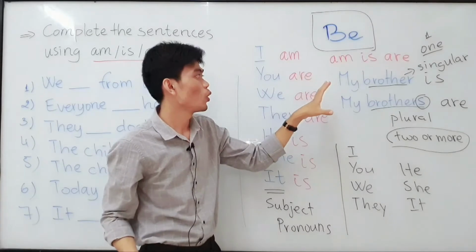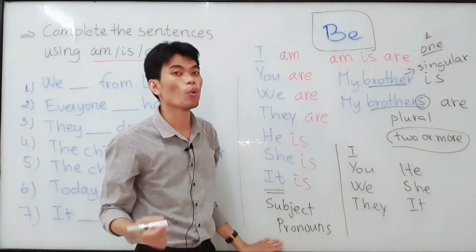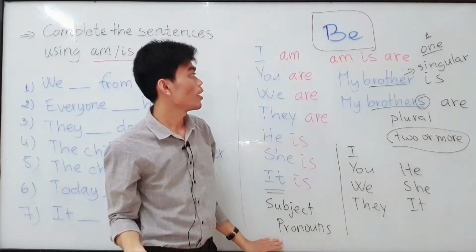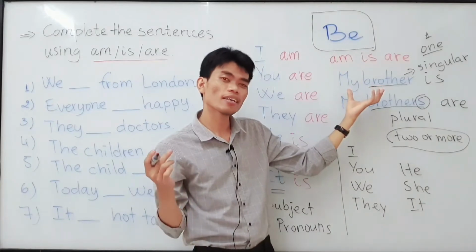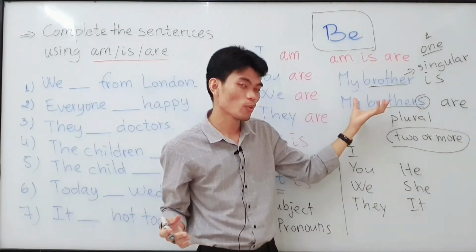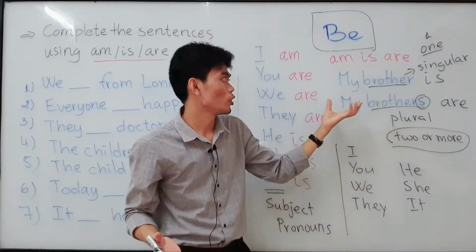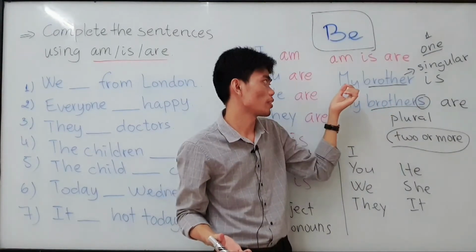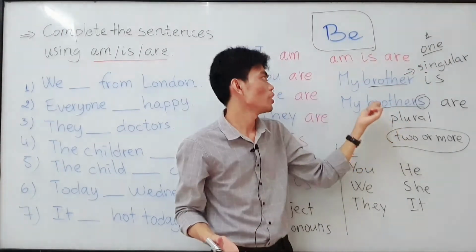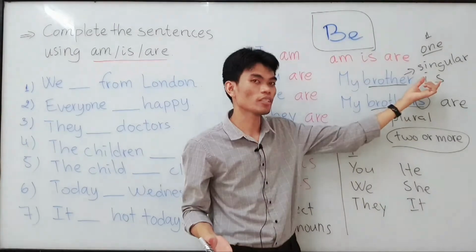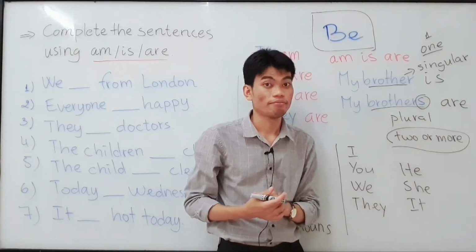Now you know when to use subject pronouns with the verb to be, and for subjects that are not pronouns, you need to understand whether the subject is singular or plural. With a singular subject, you use is. With a plural subject, you use are. Okay?